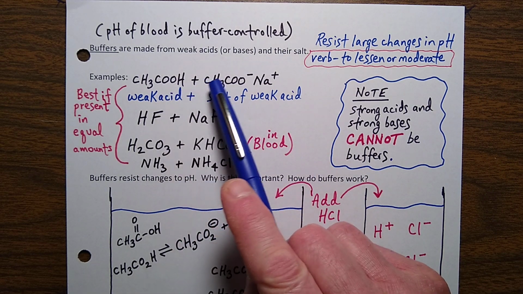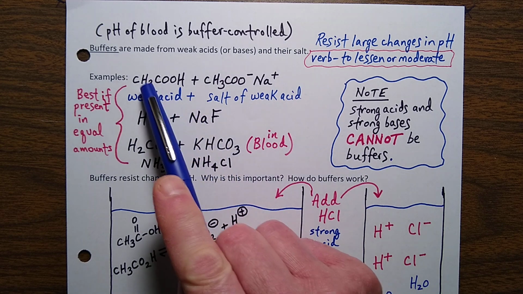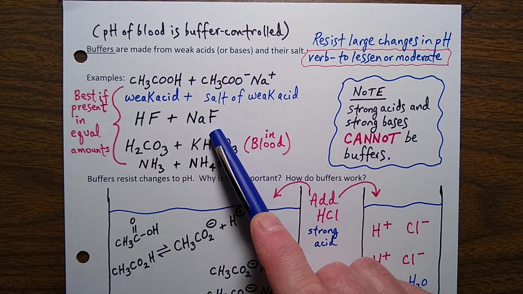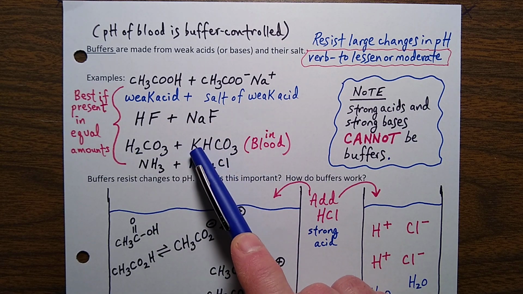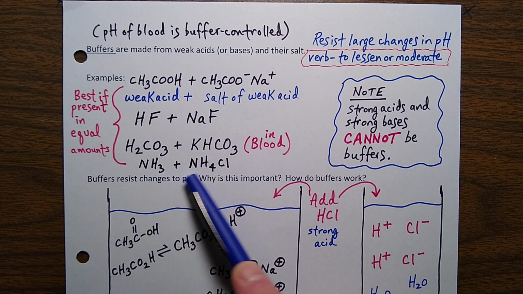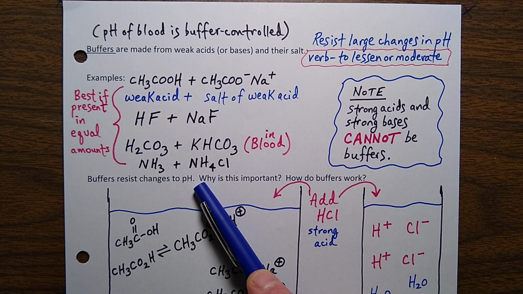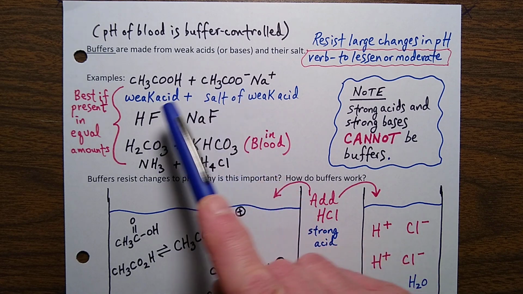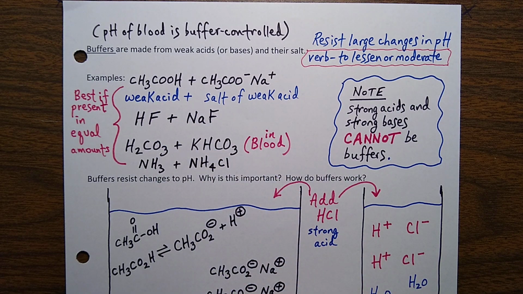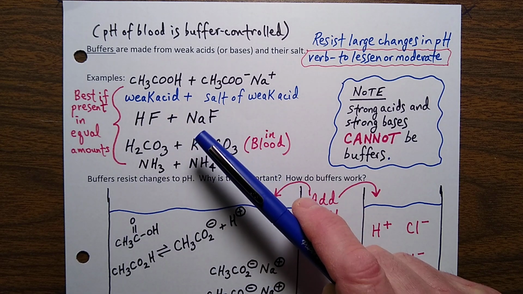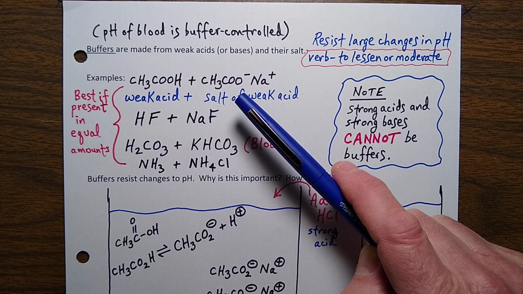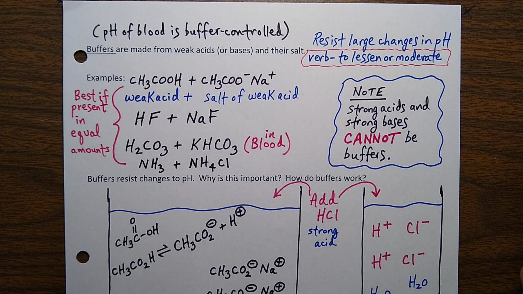These weak acids and their conjugate bases, whether it's acetic acid and sodium acetate, or hydrofluoric acid and sodium fluoride, or carbonic acid and potassium bicarbonate, or ammonia and ammonium chloride, these are all types of buffer solutions. The reason why these can coexist in solution is because they're weak acids and weak bases. They don't react with each other. They just develop an equilibrium with each other and are present in about the same amount.